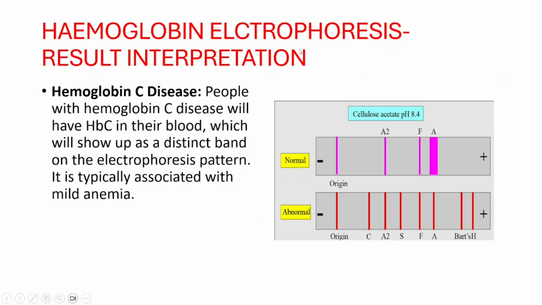HbC disease. Yes, C disease. People with hemoglobin C disease will have HbC in their blood. See the band. This is the normal band. You can compare. In the normal band, HbA2, HbF and HbA. HbA will be 95 to 98%. In the abnormal one, there is hemoglobin C. You can see a band here, hemoglobin C. It's typically associated with mild anemia.